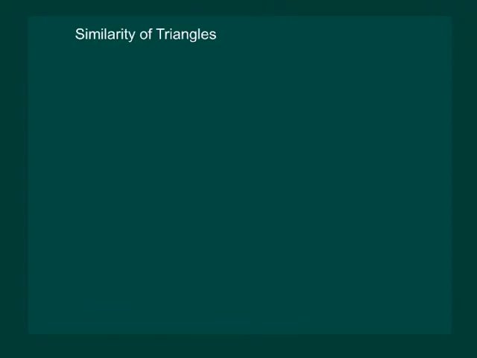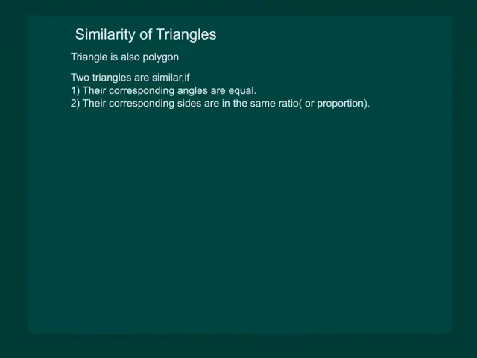Let us recall that triangles are also polygons, so we can state the same conditions for the similarity of two triangles. Two triangles are similar if their corresponding angles are equal and their corresponding sides are in the same ratio or proportion.